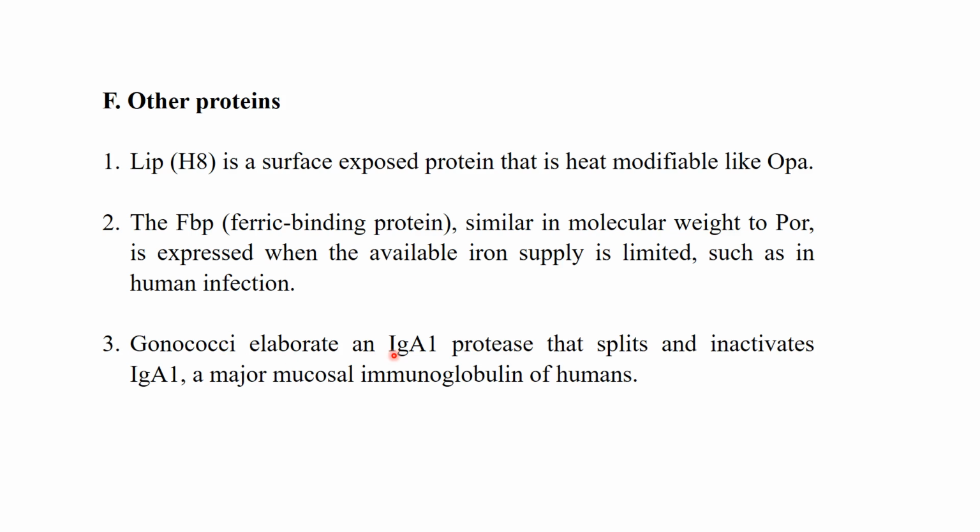Gonococci elaborate an IgA1 protease that splits and inactivates IgA1, a major mucosal immunoglobulin in humans. IgA1 protease inhibits the IgA1 antibodies, and it helps in the entry and prevention of the antibodies. IgA is a secretory antibody mainly helping in the mucosa. If the secretory antibody is inactivated by IgA protease, then it will help in the pathogenesis of the gonococci.